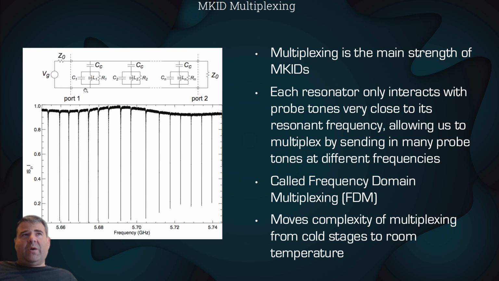So this is an example of where we can take many of these MKIDs and hang them off the same wire. And since each one has a different resonant frequency, they basically don't interact with each other. So we can send in a comb of microwave frequencies, one to hit each resonator, and then demodulate them at room temperature. This is very similar to what a cell phone base station does. And in fact, we use a lot of the same technology that cell phone base stations use.